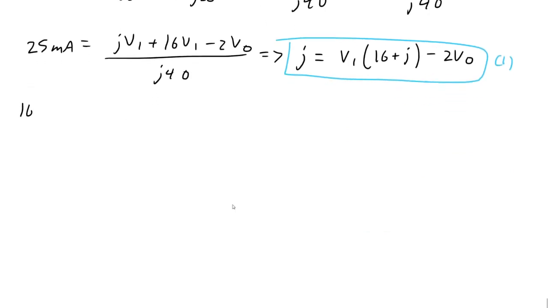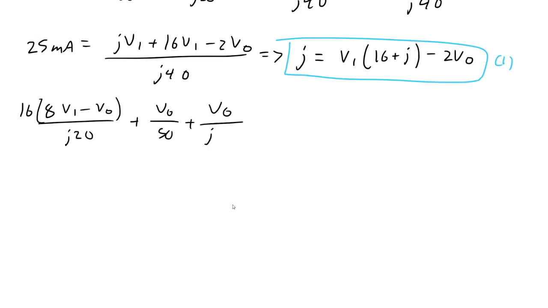So the second equation I'm going to derive using the other KCL, 16IO, 8V1, VO over J20, plus VO over 50, plus VO over minus J25, all equals 0. So I'm going to multiply in the 16. This will become 128 minus 16VO, sorry, 128V1.